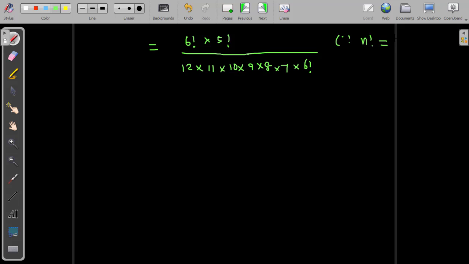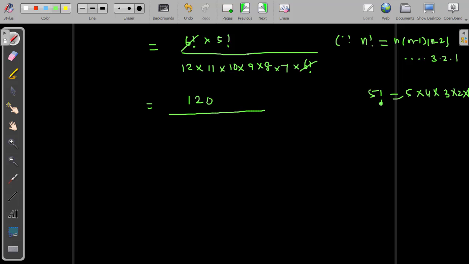N factorial is nothing but n times n minus 1 times n minus 2, and so on, down to 3 times 2 times 1. This is the rule of n factorial, expanded this way. Now 6 factorial cancels out. We know that 5 factorial is 120. So 5 factorial means 5 times 4 times 3 times 2 times 1. 5 times 4 is 20, 20 times 3 is 60, 60 times 2 is 120.